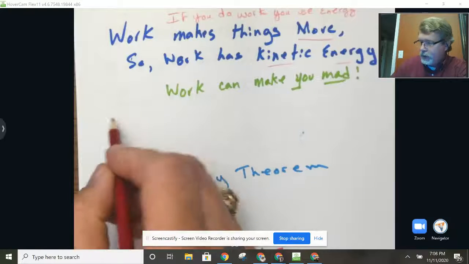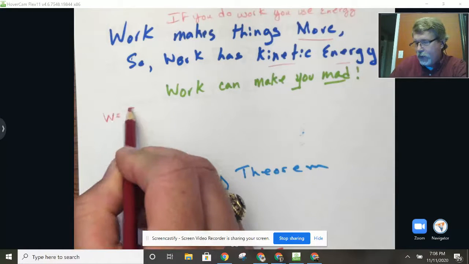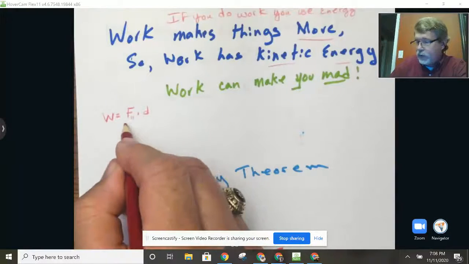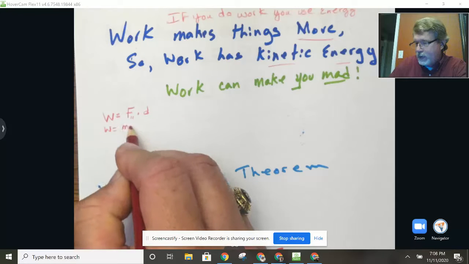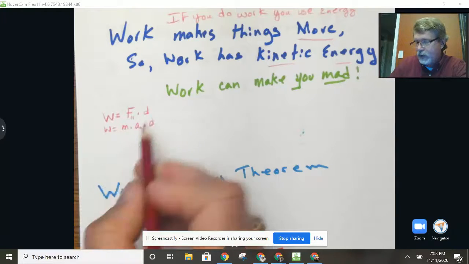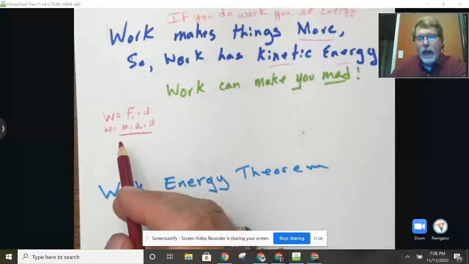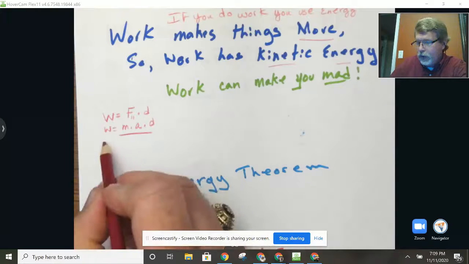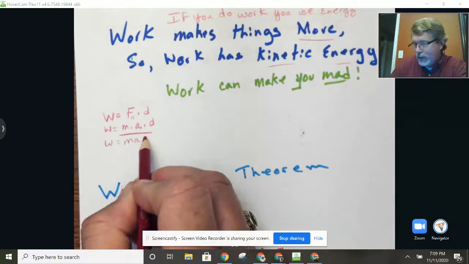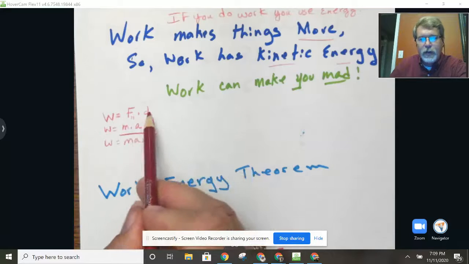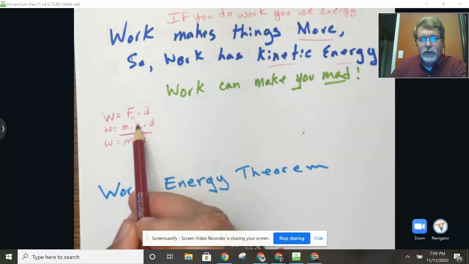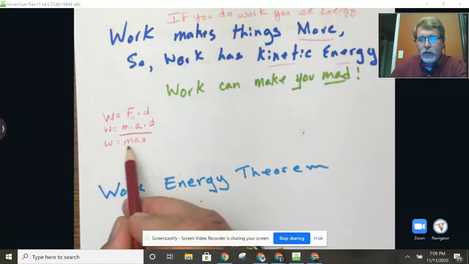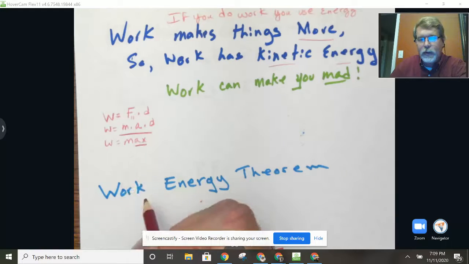The work done on an object is when a force acts over some distance. And what's the equation for force? Work is mass times acceleration times distance. So we get this idea: work can make you mad. If we take this distance in the x direction, we can take work to the max level. Work is force times distance, and force is mass times acceleration. Now, this a times x is important.